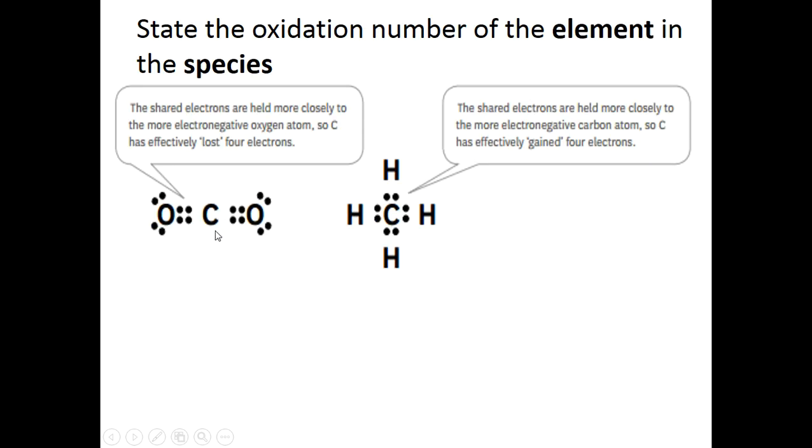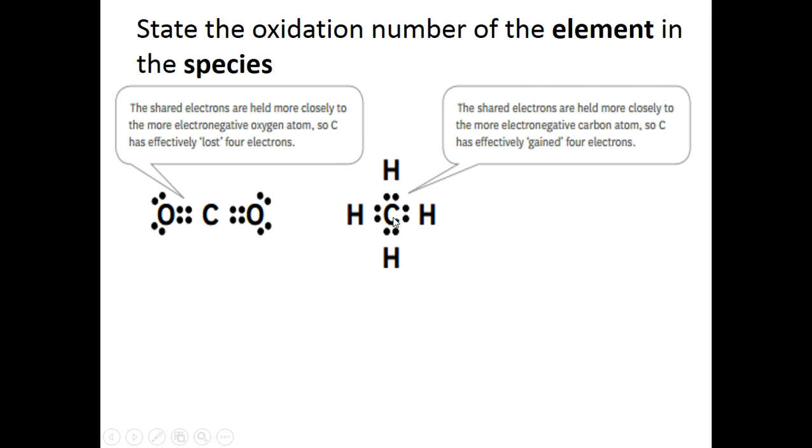Let's take an example of carbon in carbon dioxide and carbon in methane. In carbon dioxide, the oxygen is more electronegative and so is effectively pulling away those bonding electrons. Those 4 electrons that belonged to carbon are now closer to the oxygens, and therefore carbon has effectively lost 4 electrons, so would have an oxidation number of +4.